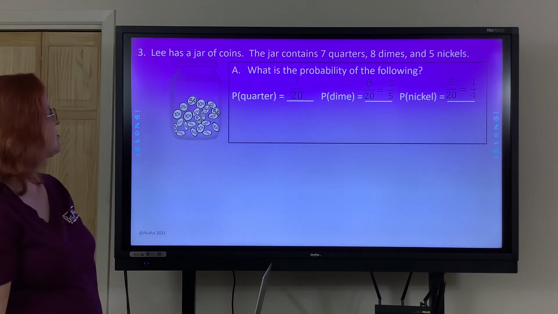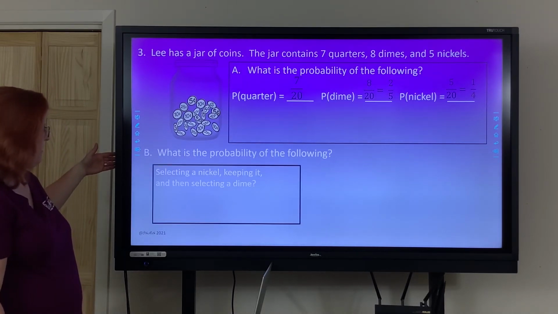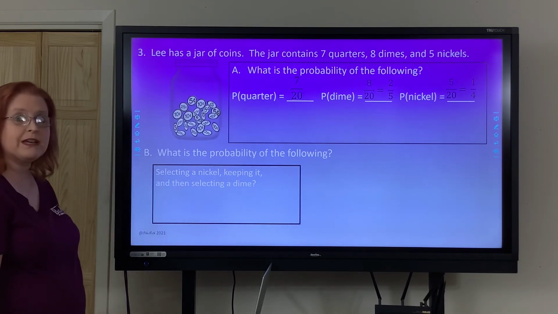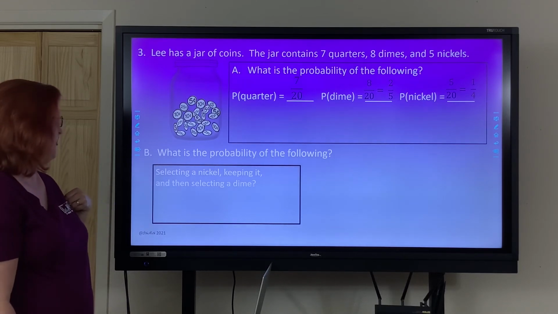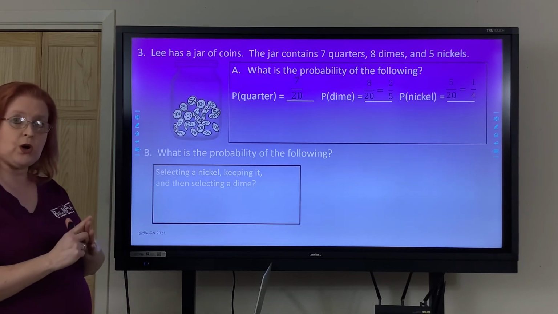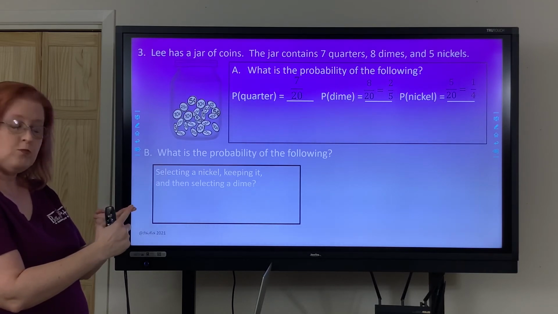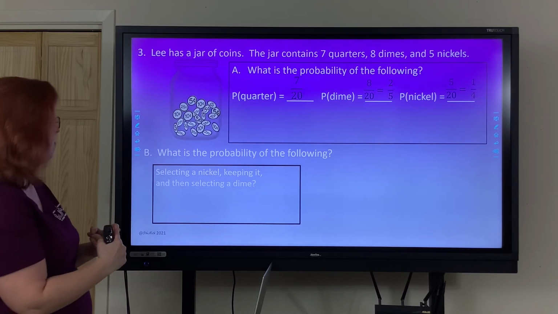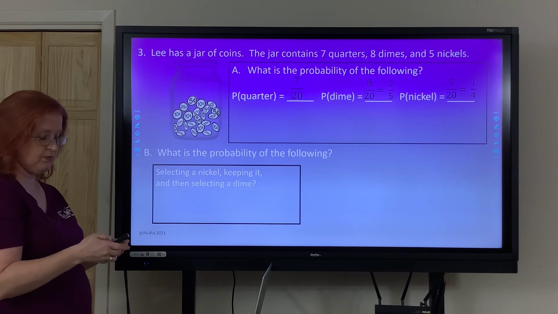All right, so now let's look at what is our next task. What is the probability of the following? Selecting a nickel, keeping it, that means putting it in your pocket, and then selecting a dime. Okay, so remember, our steps are determine your first probability of the first action. Then the second step is determine the probability of the second action, and then multiply your 2 fractions.